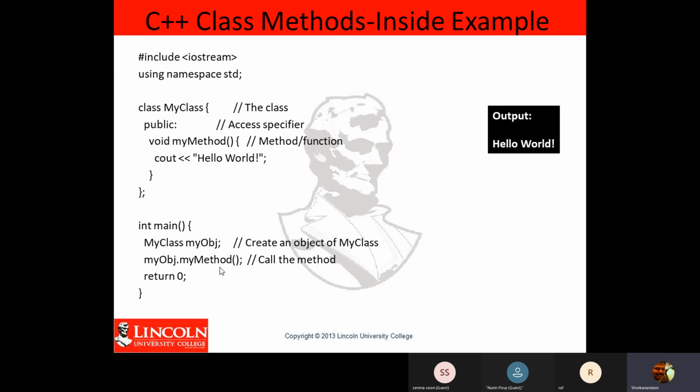We are calling only the functions. Void method, my method is called a function. We call this method. Inside the class we are using this method. We are printing hello world or something like that. Then we can just call the function through the object.